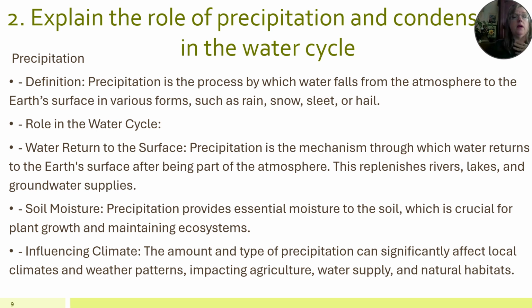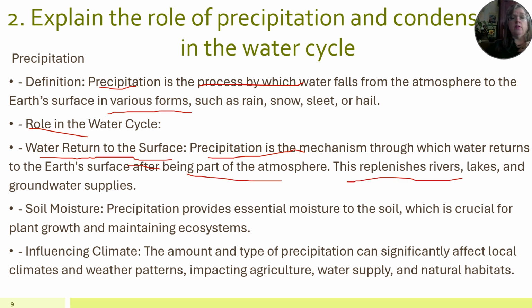Precipitation, of course, is rain, is the process by which water falls from the atmosphere to the Earth's surface in various forms: rain, snow, sleet, or hail. The role in the water cycle is to return water back to the surface. Precipitation is the mechanism through which water returns to the surface after being part of the atmosphere. This replenishes rivers, lakes, and groundwater supplies.